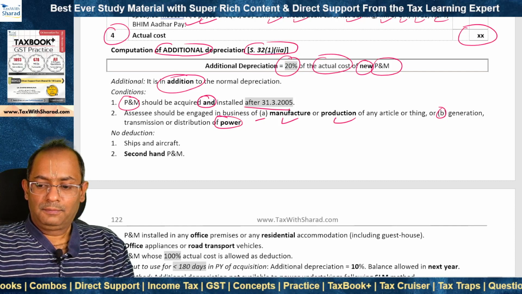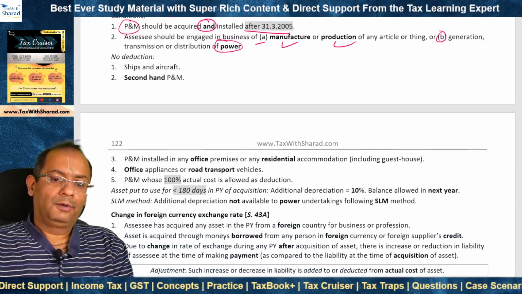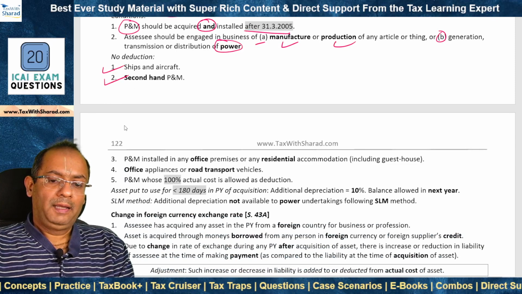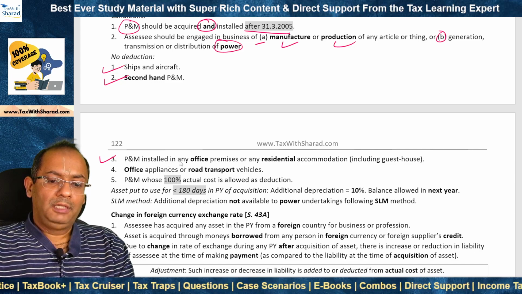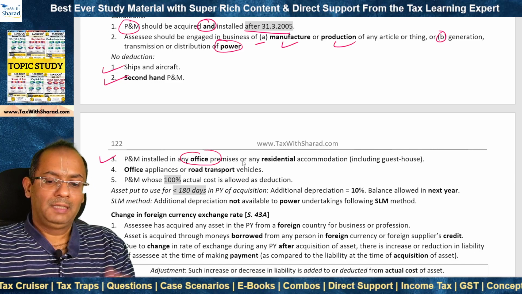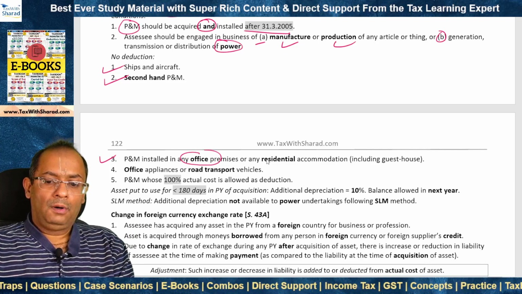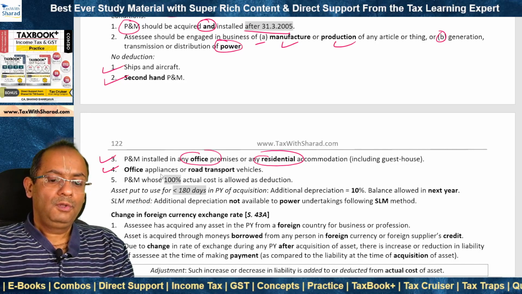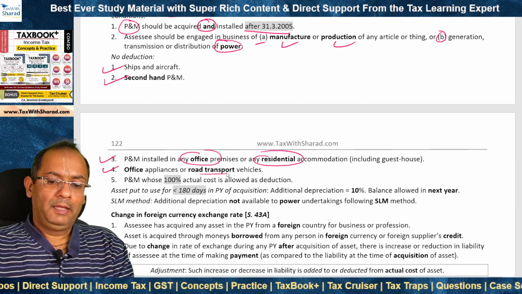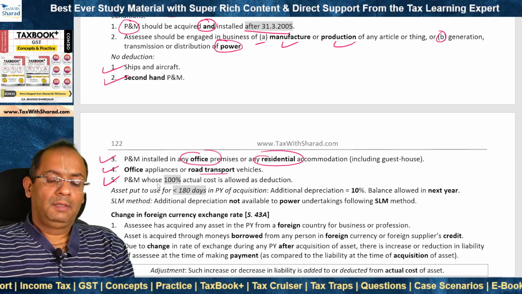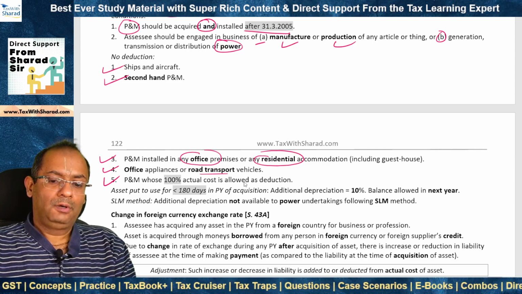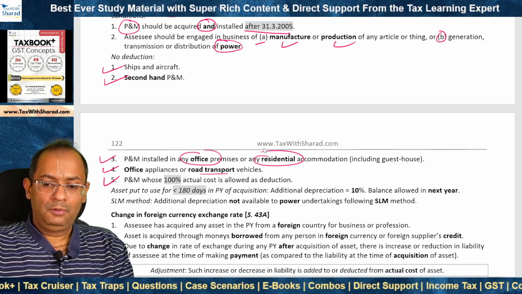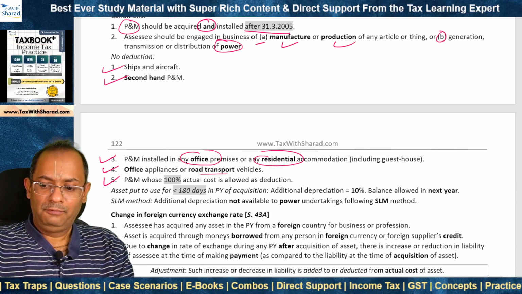There is a negative list. Additional depreciation is not allowed on what? 5 items. First, ships and aircraft. Second, second-hand plant and machinery. Third, plant and machinery installed in any office premises, for example, computer installed in office, or any residential accommodation, which includes a guest house. Fourth, office appliances or road transport vehicles, for example, motor cars. Fifth, plant and machinery whose 100% actual cost is allowed as a deduction, for example, capital expenditure on scientific research, which is allowed 100% under section 35.